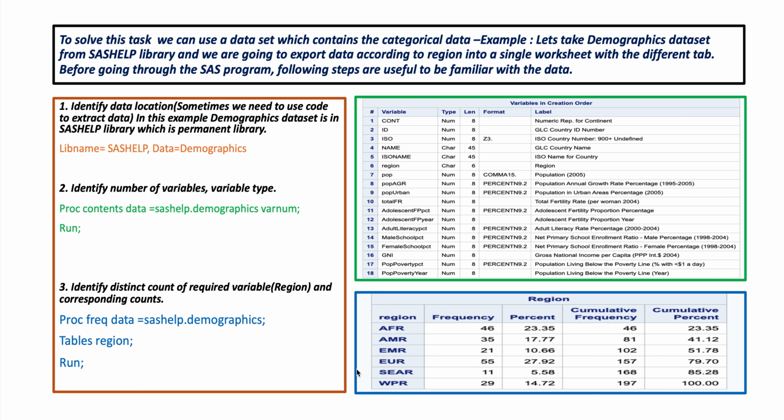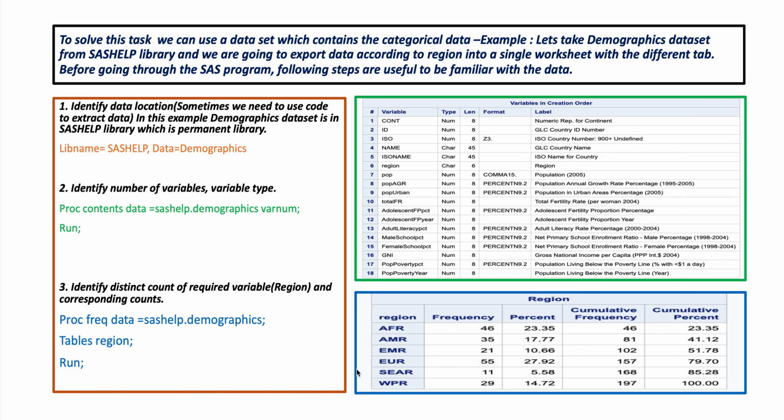To solve such type of task, we can use a dataset which contains the categorical data. In this example, I am taking the demographics dataset from the SASHELP library, where I am going to export data according to region into a single worksheet with a different tab.